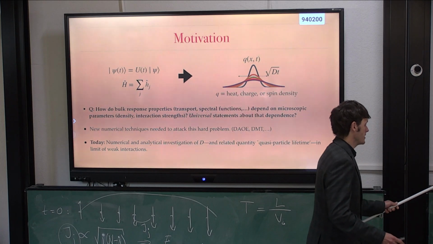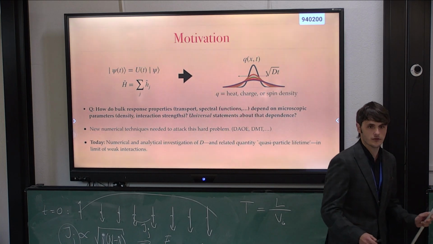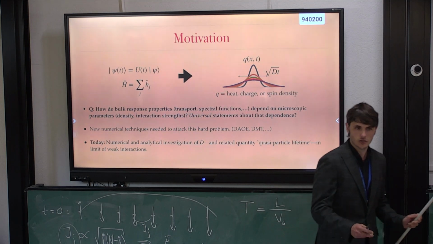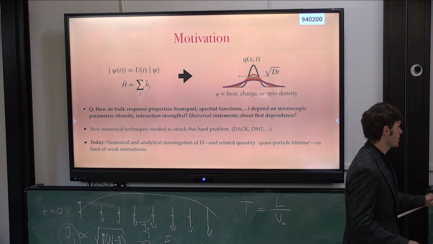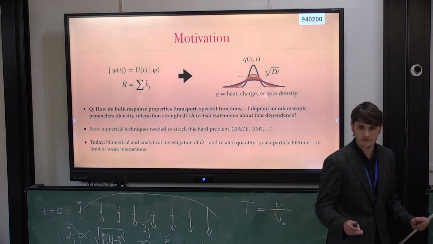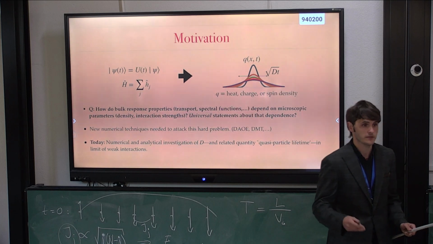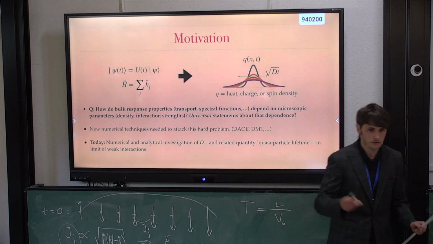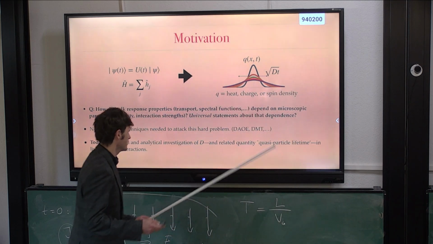And what I'll mainly be interested in today is numerical and analytical investigation of the diffusion constant. So like a charge diffusion constant in a 1D system, and also a closely related quantity, the quasi-particle lifetime. I want to understand how these depend on interaction strength in the limit of very weak interactions. I'm trying to make some universal statements about that. It's really a conjecture, but we'll get there.